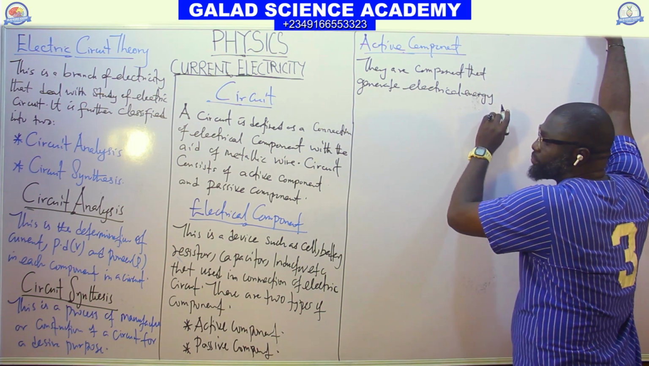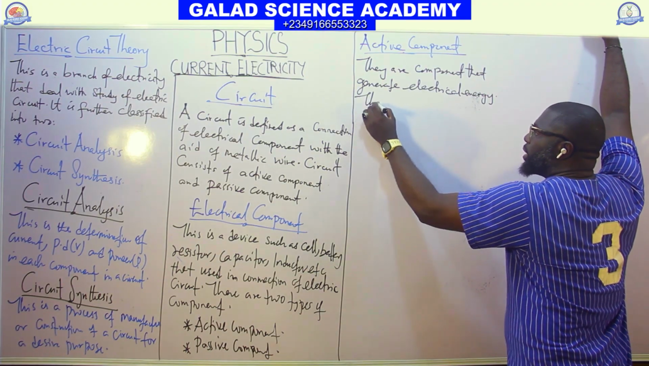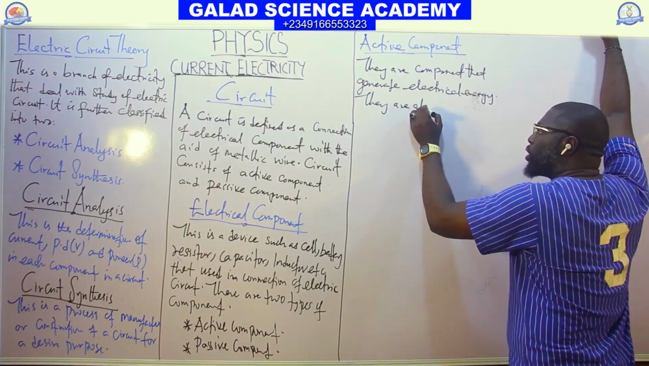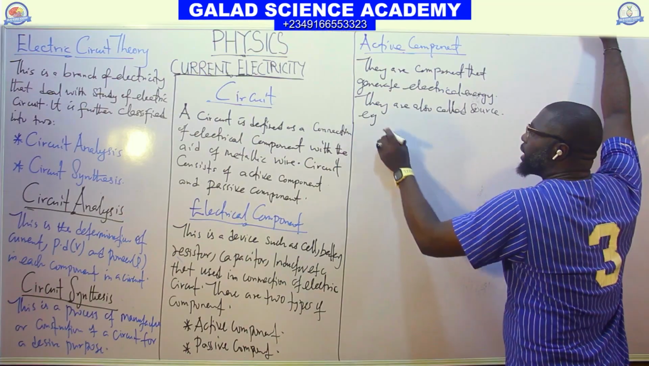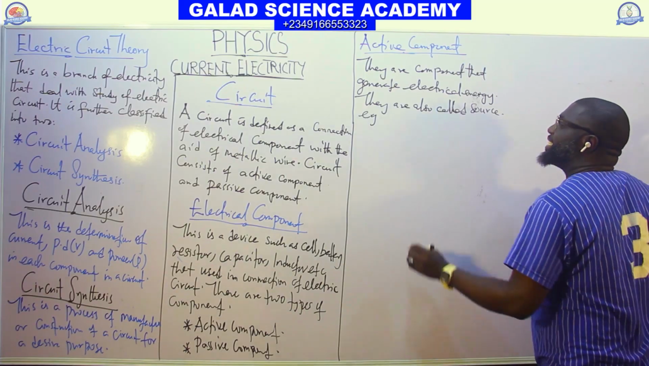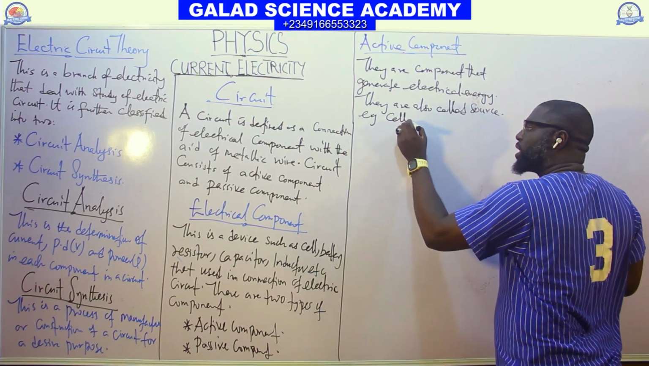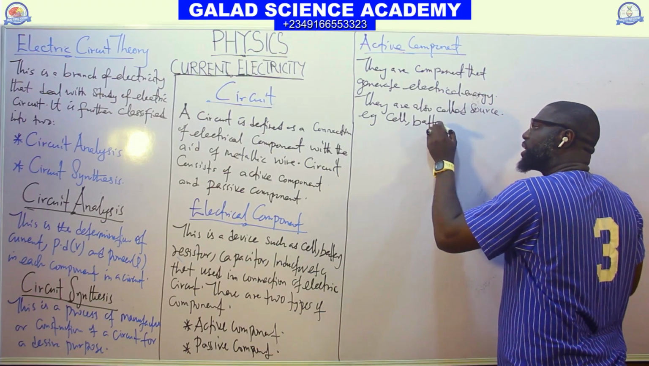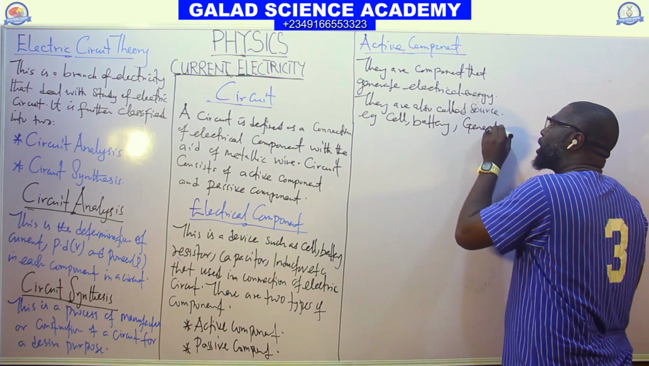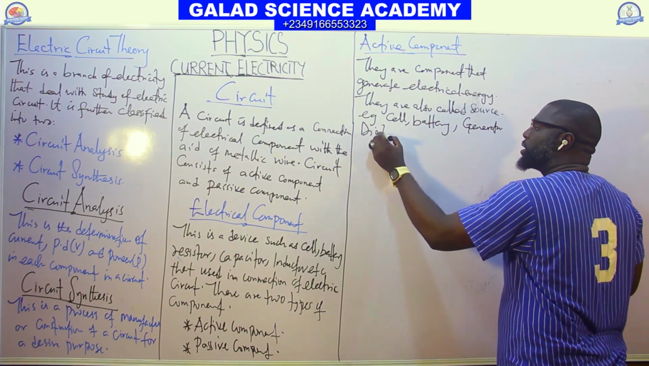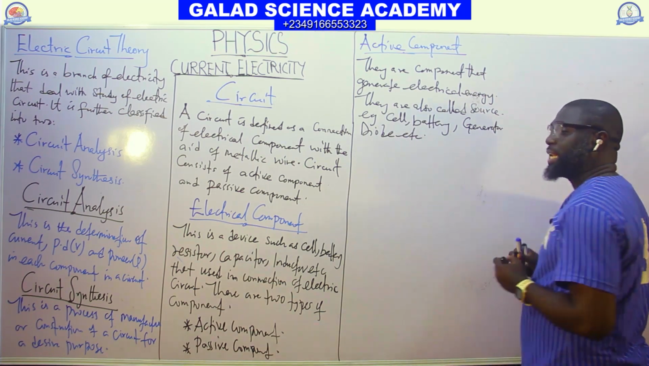Examples of active components: they always generate current or electrical energy. Example, we have cell, we have battery, we have generator, we have diode, etc.